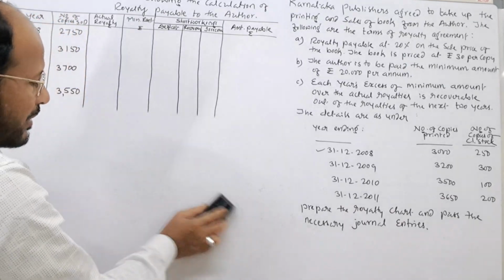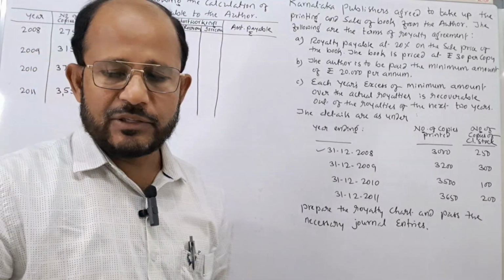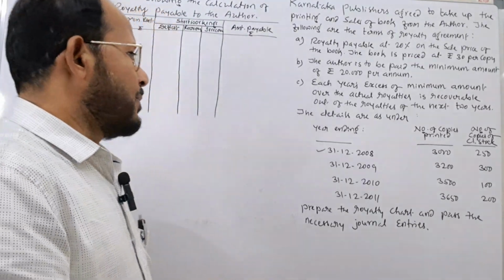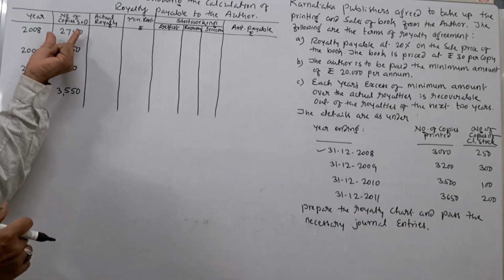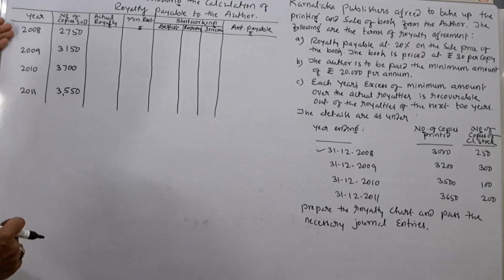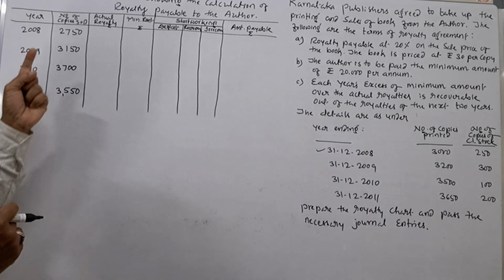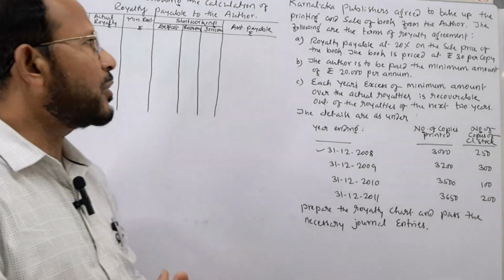Number of copies in stock plus number of copies printed minus closing stock. Okay. Now see, we found out the number of copies sold in 4 years. Now we'll calculate the actual royalty. What is the actual royalty?